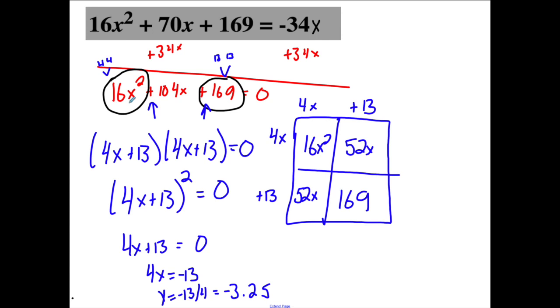Since it's a perfect square, it only has one solution. So we just drop the square. We just worry about that 4x + 13. And we get our one solution of negative 3.25.